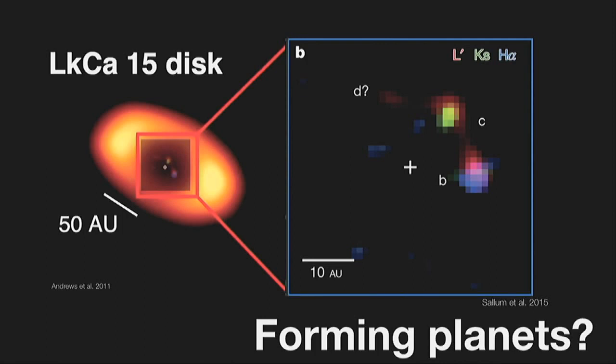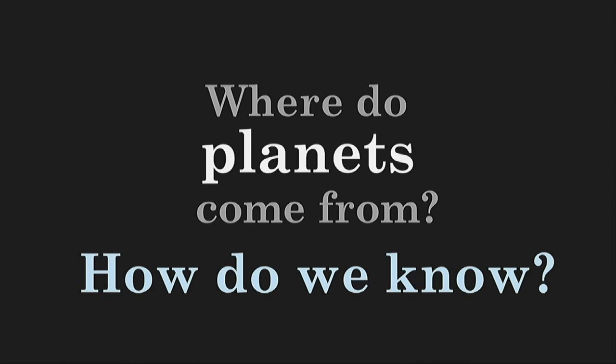And together with that information about gaps being seen in disks or spirals, we now can say that we know something about where planets come from, right? We can't explain the whole story with observations.